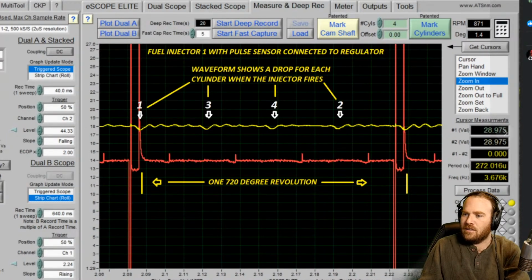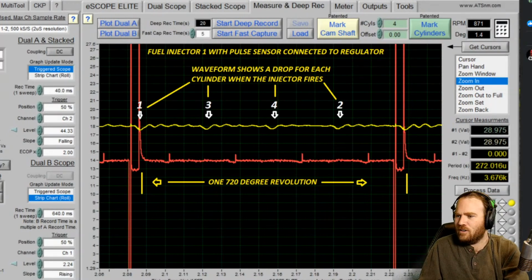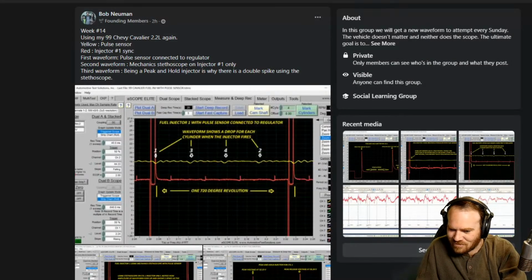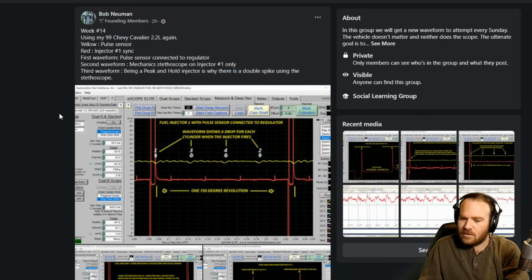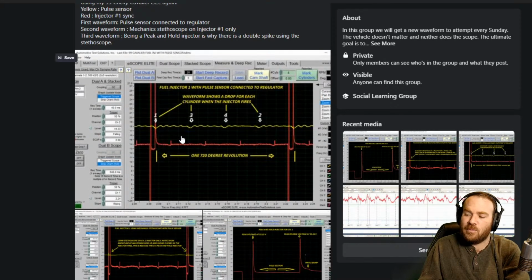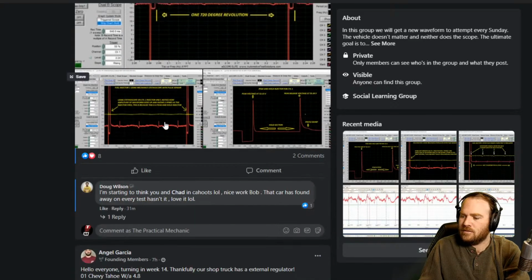And back to the beginning. Thank you for that one, Bob. I may have said Paul a minute ago. I meant Bob on this one. Yeah, I'm not familiar with the zoom in process on the ATS scope.